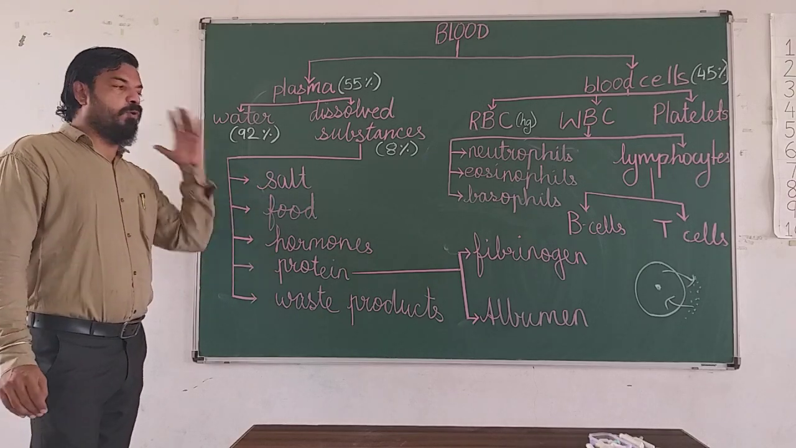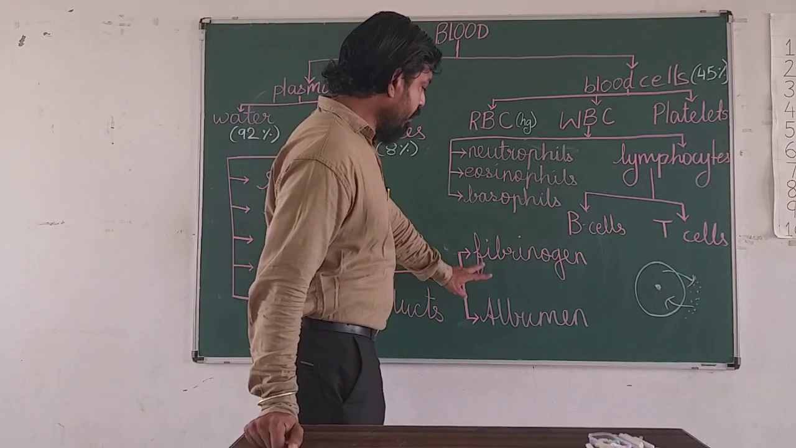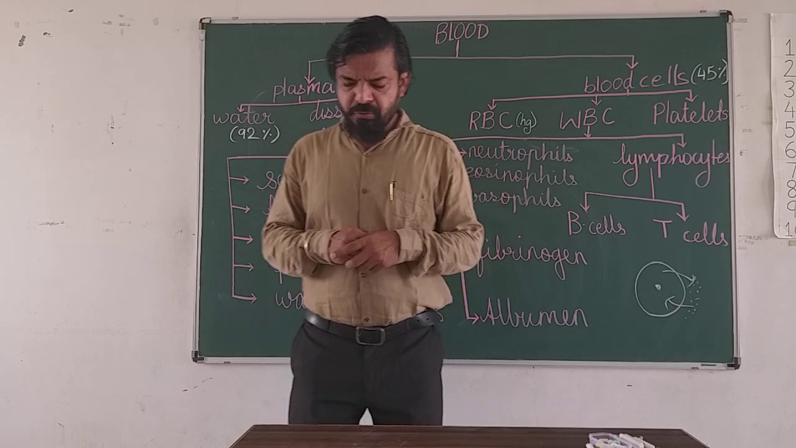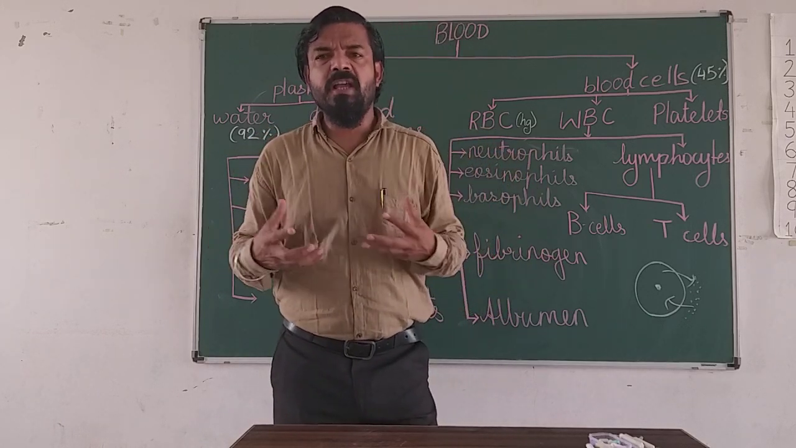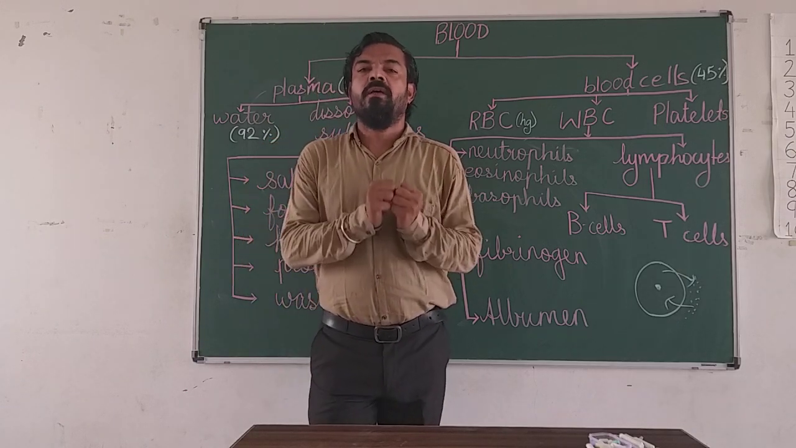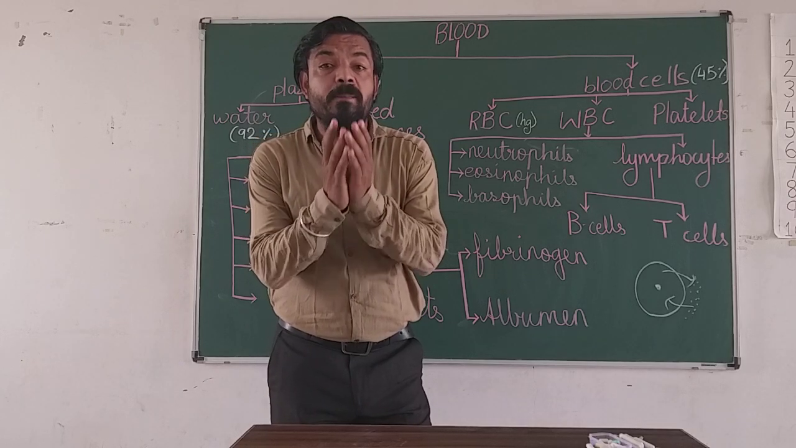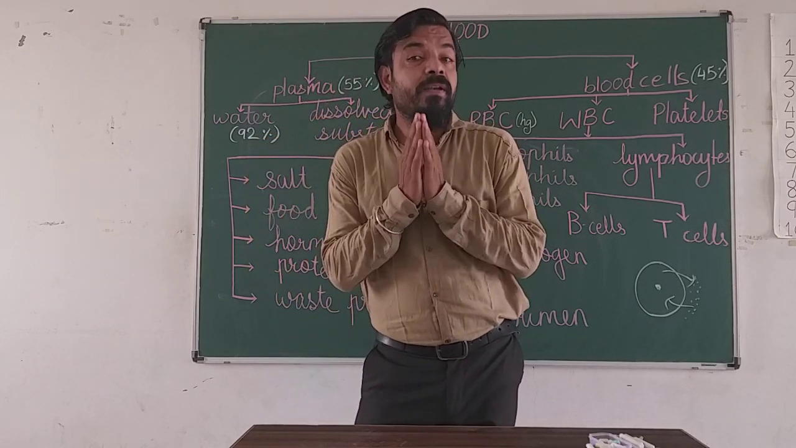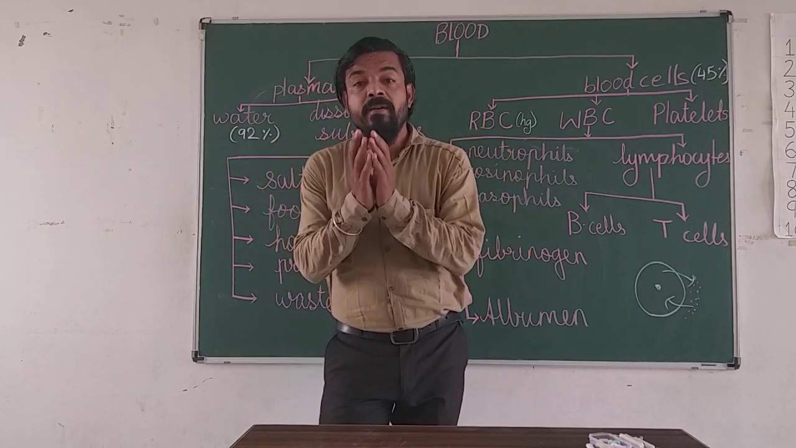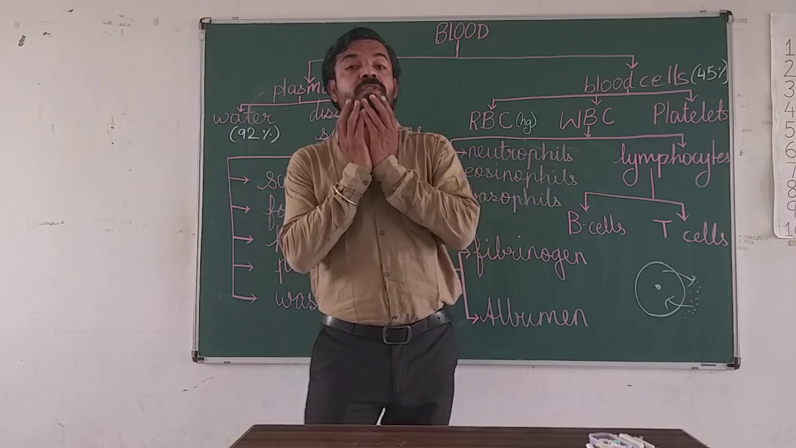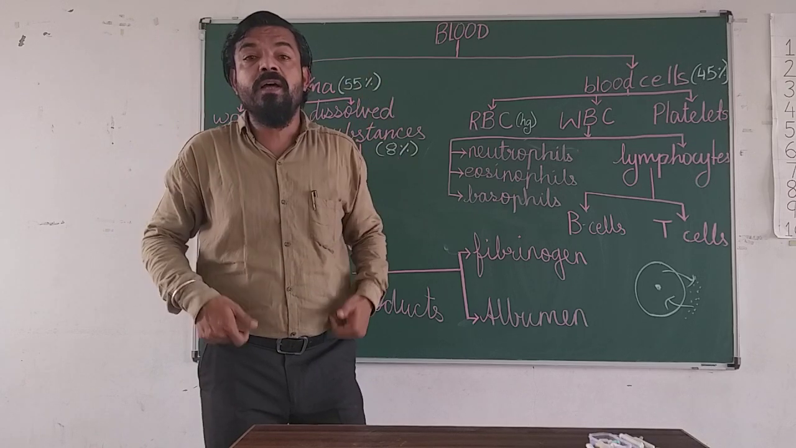Now, the plasma also contains protein. There are two types of protein: fibrinogen and albumin. Dear students, the doctor also tells you to take more and more protein food. Why? Because it is very important to develop and grow the body. As you might have understood in the 5th and 6th standard, the types of food are carbohydrates, proteins and fats. Once you understand protein, protein helps in the development and growth of the body.